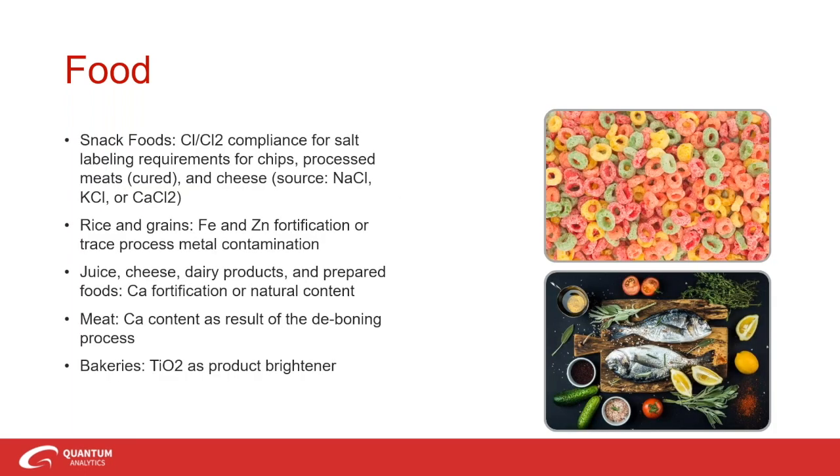And just going on into snack foods, you got compliance for salt labeling requirements for chips. I love my chips. Processed meats, cheeses. I love my cheeses. These would be things like sodium chloride, potassium chloride, even calcium chloride. Looking at rice and grains, you can look at the iron and zinc fortification or the trace process metal contamination. Looking at juice, cheese, dairy products, and prepared foods, you can look at calcium fortification and so on. Bakeries, they love to use their titanium oxide as a product brightener. Stuff's not cheap, and so this is a way to make sure that you can get the right concentrations in there.